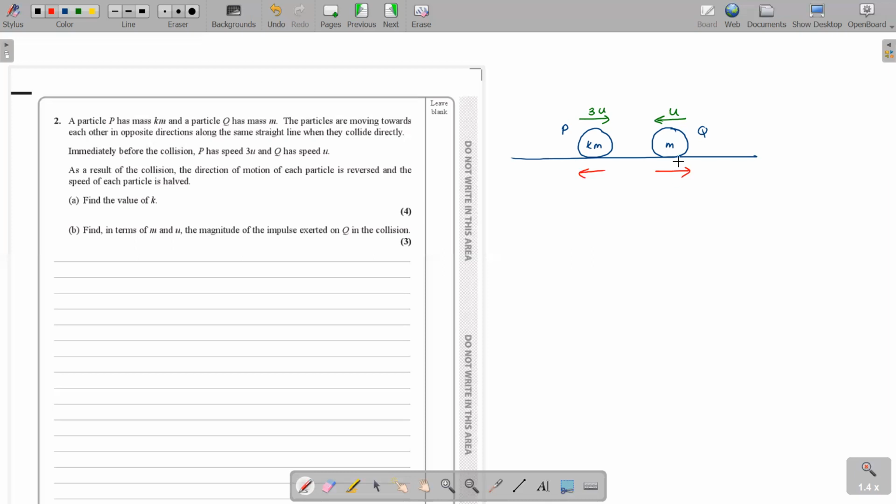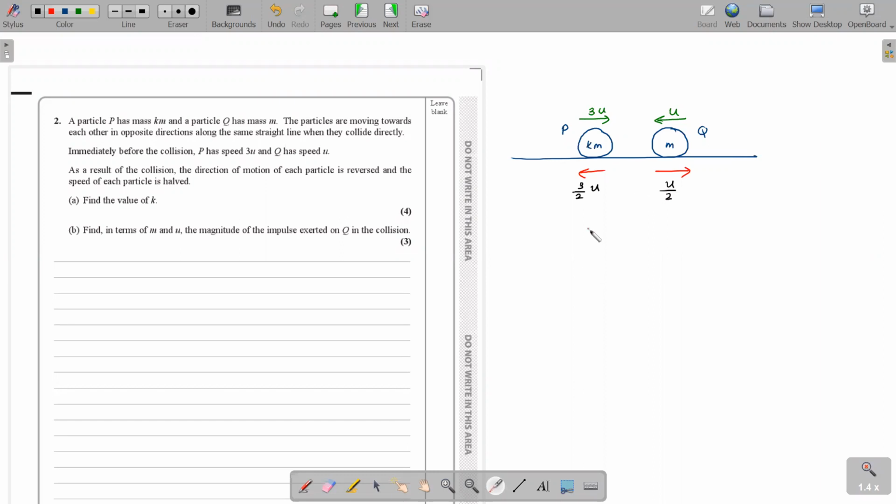So they say here, the direction of motion of each particle is reversed and the speed of each particle is halved. Okay, so which means what? The speed 3u becomes, each particle gets half of its speed now. So 3u becomes how much? 3 over 2, yeah, 1.5u, and speed u becomes u over 2 or 0.5u. So basically, I know the directions that they are going and I even know the magnitudes. Do you see it? So they are asking you, first one, find the value of k.